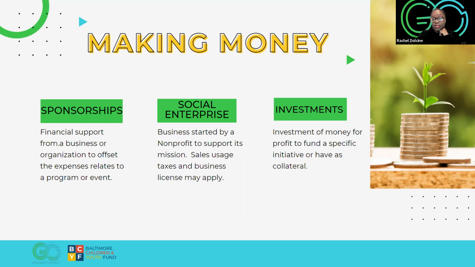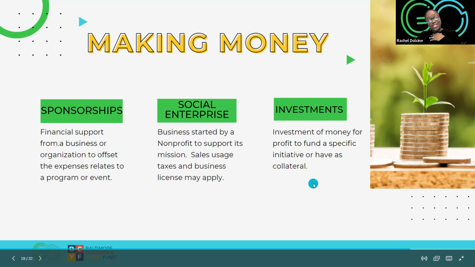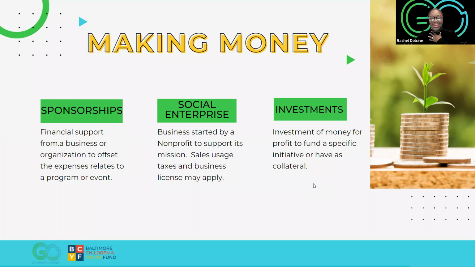And then investments. Yes, once again, I'm not a financial advisor, but yes, you can have investments. You can have a scholarship fund. That's a mutual fund that grows with interest over time. You can have property. You can own land, right? You can definitely have investments that you can add to the assets of the organization.